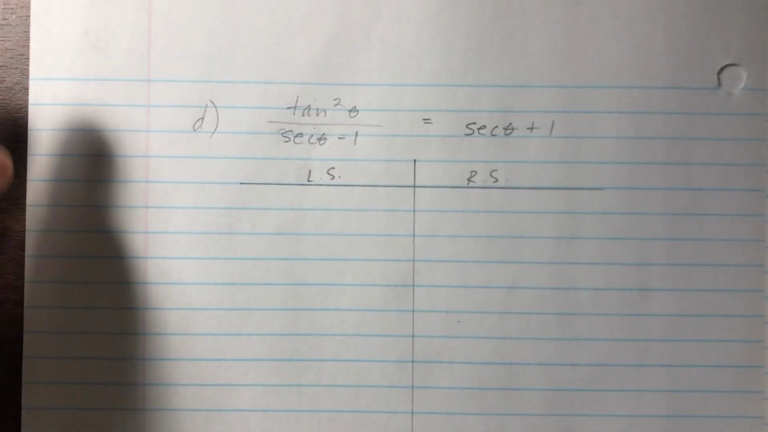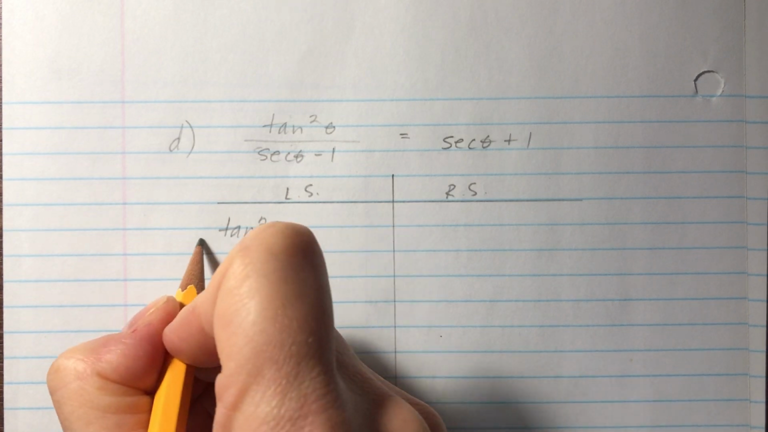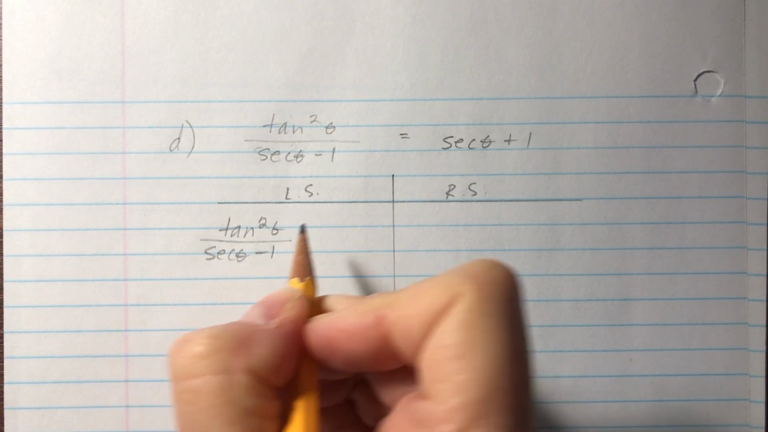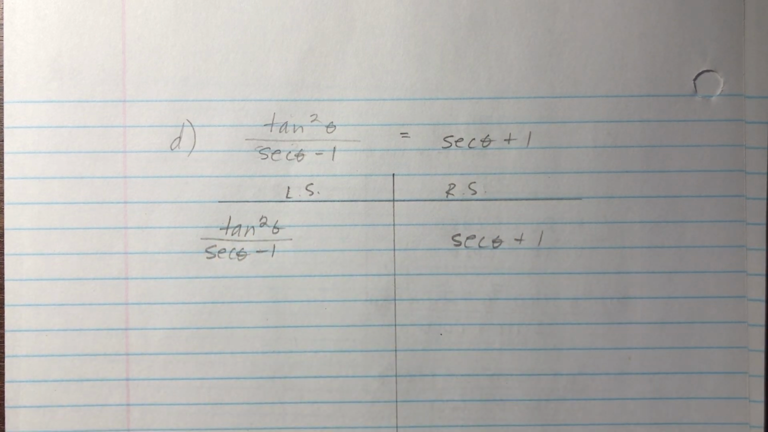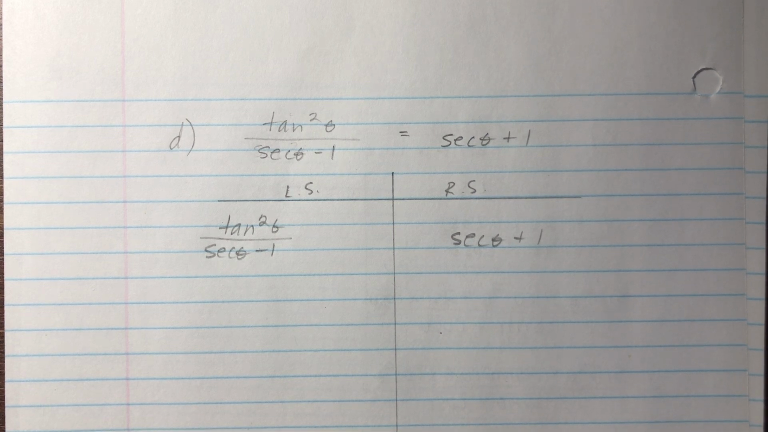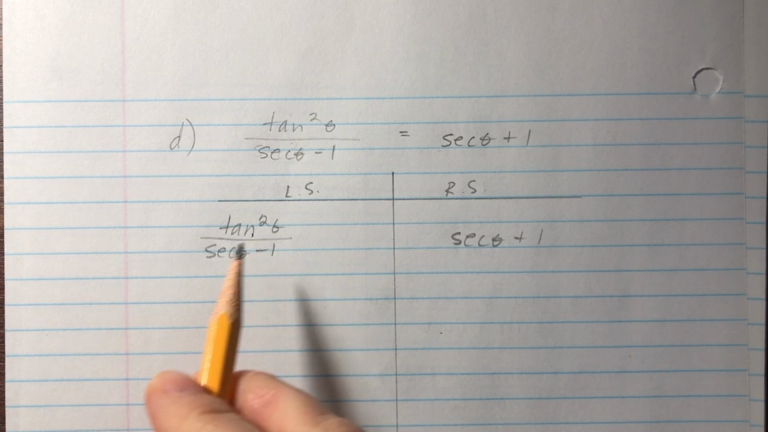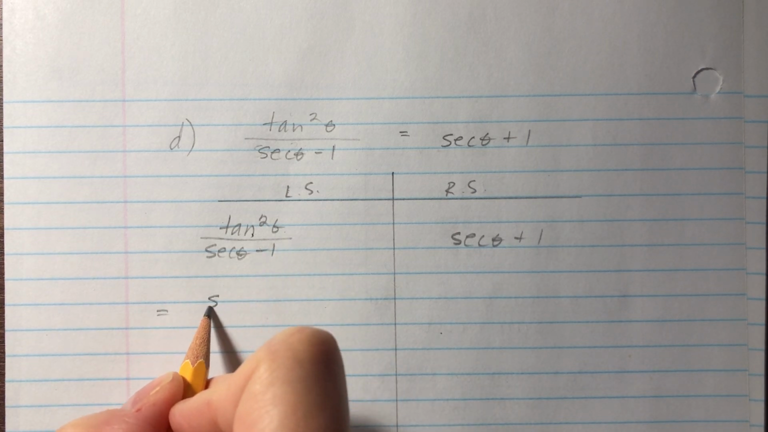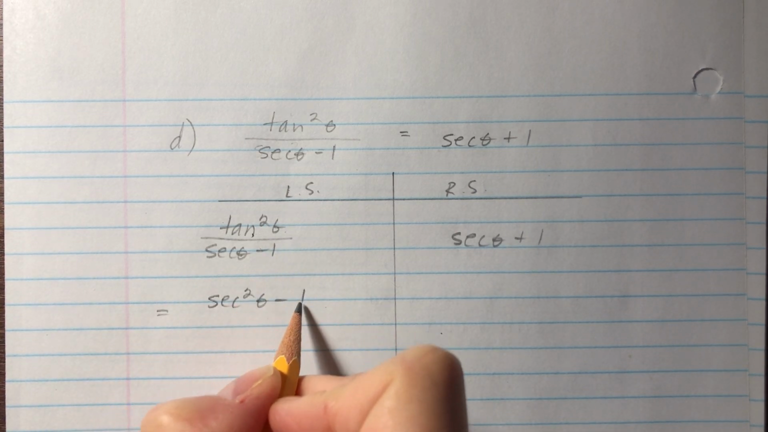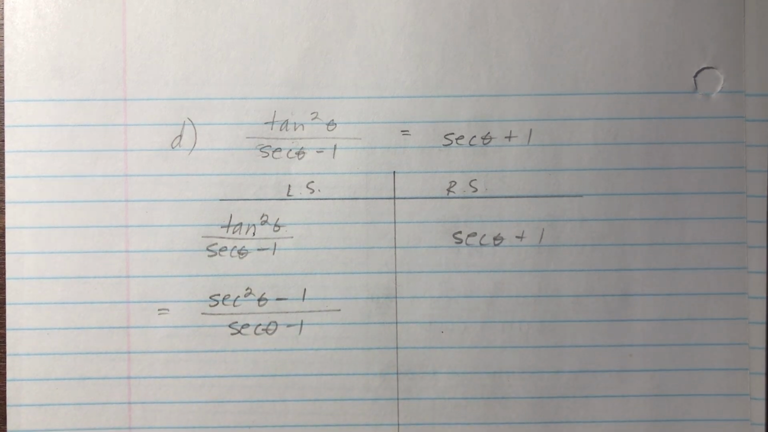Here's another one. On the left side, we have tan squared theta over secant theta minus 1. On the right, we have secant theta plus 1. Here we have two different primary trig ratios. So I'm going to try to rewrite one in terms of the other. I know tan is related to secant through a Pythagorean identity. And tan squared theta is actually equal to secant squared theta minus 1. So now both sides are in terms of secant.